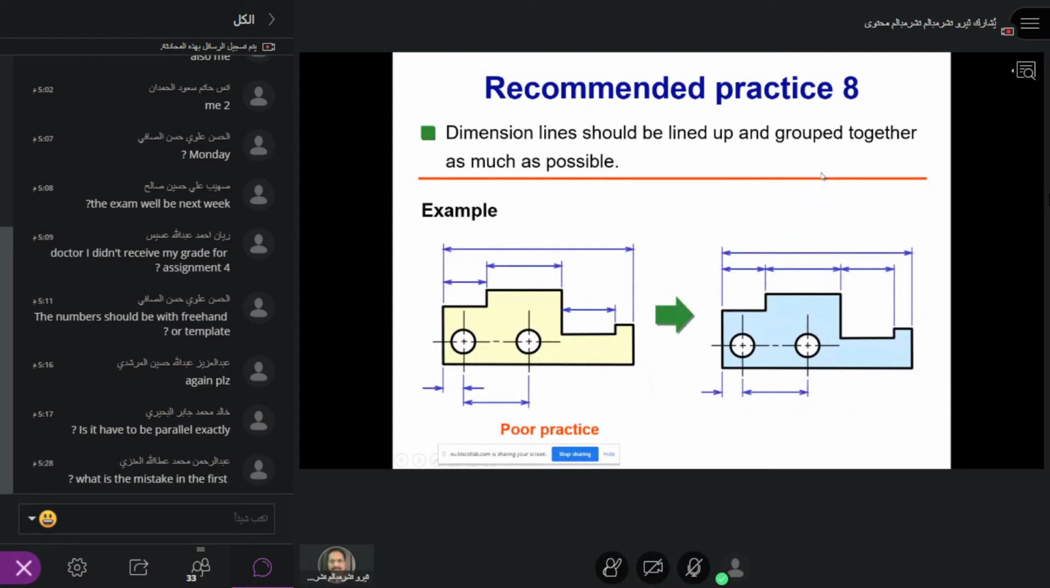Then dimension lines should be lined up and grouped together as much as possible. Very, very important. Please pay attention here. You see, this is the dimension, another dimension. So it's better to keep this all in the same line. See here, this is a good practice. This is a very bad practice. See here. So instead you keep it in the one same line. This is a good practice. So dimension lines should be lined up.